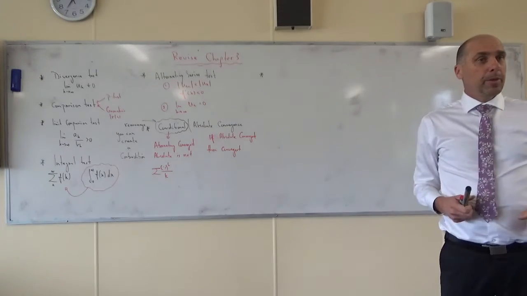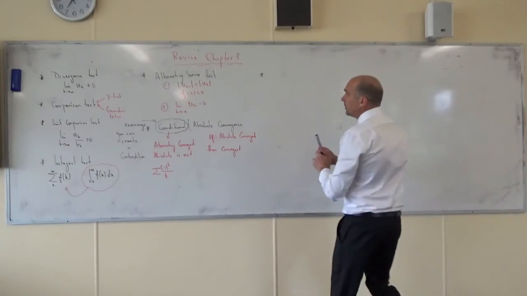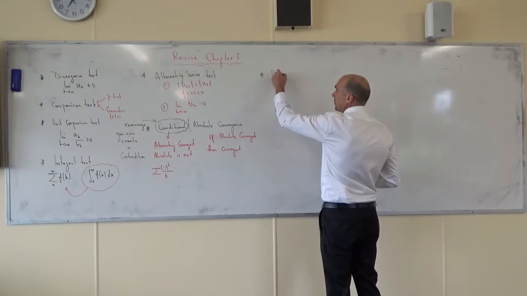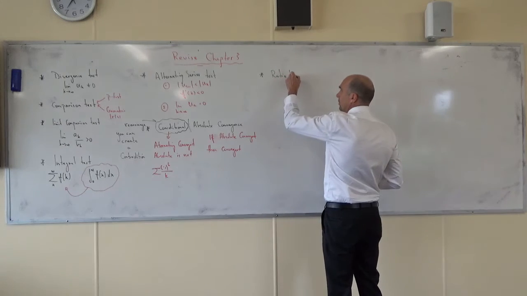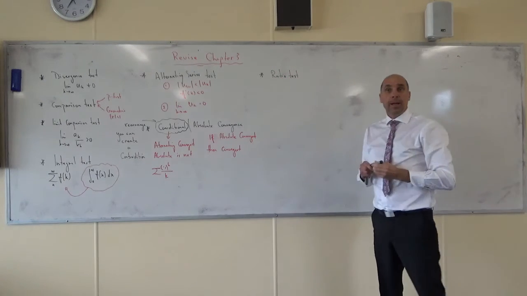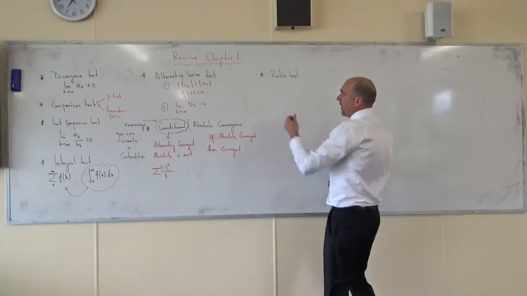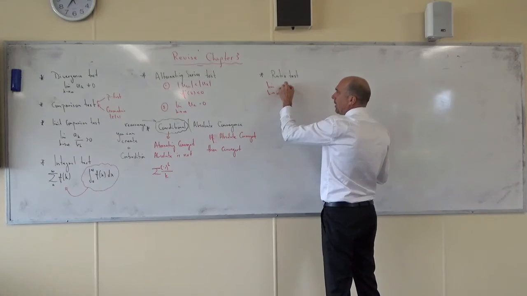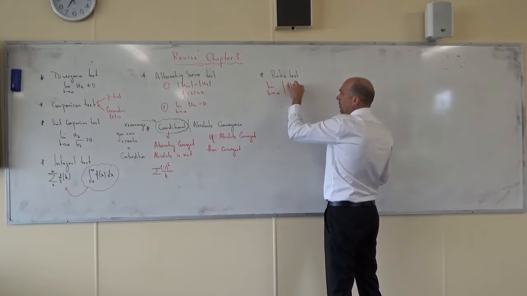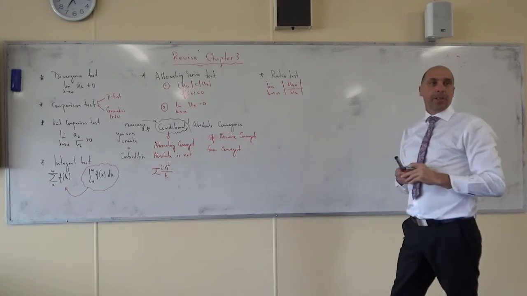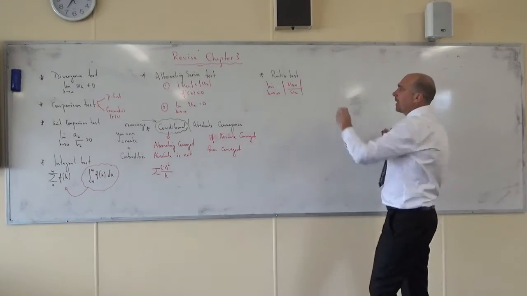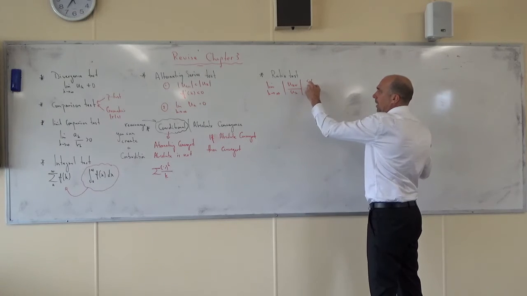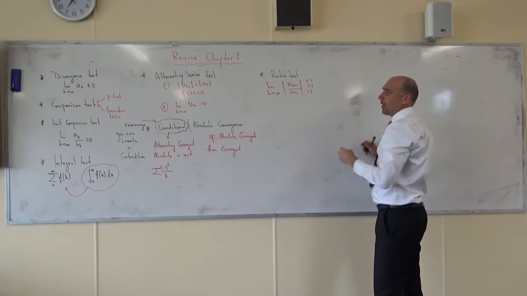Last thing, what did we do then? We did the ratio test. Yep, what's the ratio test? Well, we've just done that, so that's the limit as k approaches infinity of u_{k+1} on u_k, and we've got some conditions for that, haven't we? If it's less than 1, if it's greater than 1, or if it's equal to 1.